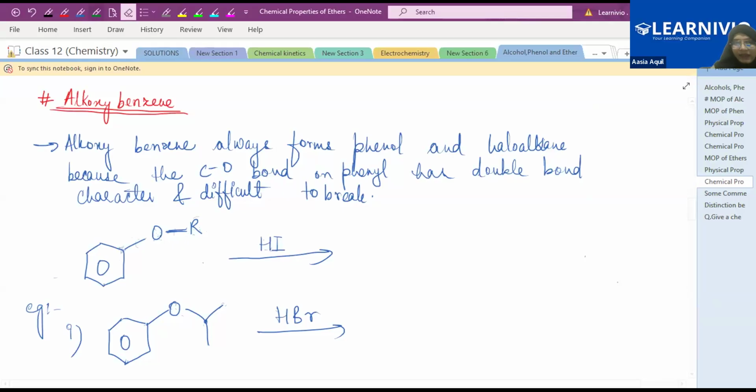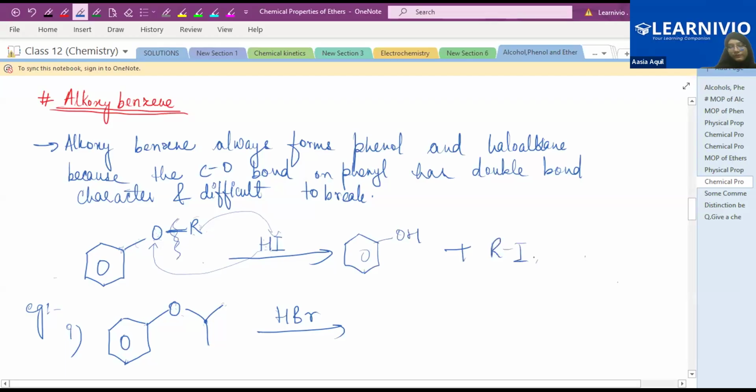So basically what you have to do is break this bond, and the hydrogen will get attached to the oxygen, right? And the R group will attach to this iodine part. So alkoxybenzene always forms a phenol. You have to prepare the phenol and the haloalkane. Just break this O-R bond and attach the hydrogen to the negative part, which is oxygen. So OH, it will form phenol, and the remaining R and I. It's very simple.